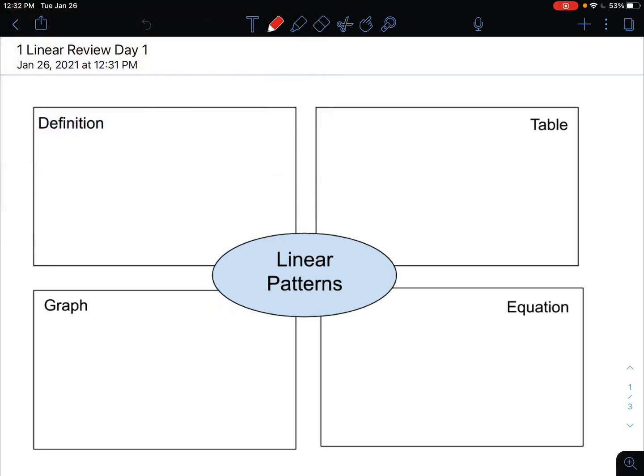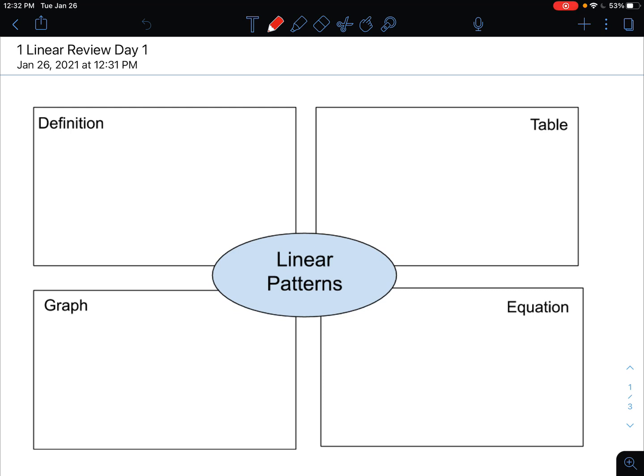Hello everyone, we are going to do a little bit of review on linear patterns and some basics around slope and how to write the equation of a line that you had learned previously, but is important for our work here and would be good to review so that we can hit the ground running.